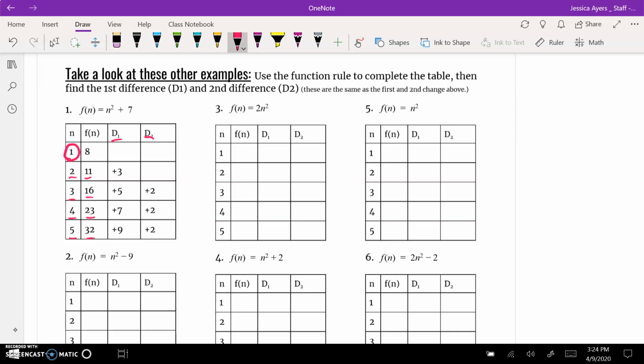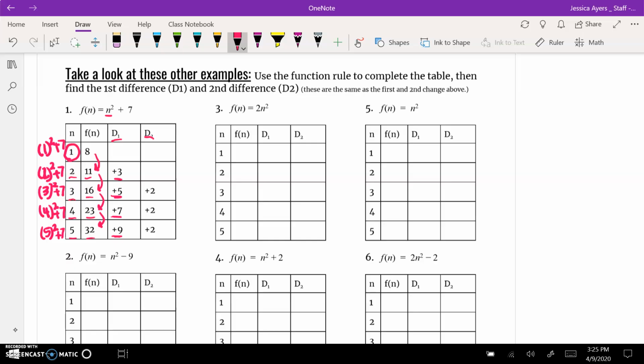All we're doing is taking this n value and plugging it in. So we're doing 1 squared plus 7, and then 2 squared plus 7, and 3 squared plus 7. Notice each time I'm using parentheses to plug in. That's how we're getting those f of n numbers. We can see that to get from 8 to 11, I'm adding 3. To get from 11 to 16, I'm adding 5. To get from 16 to 23, I add 7. And from 23 to 32, I add 9.